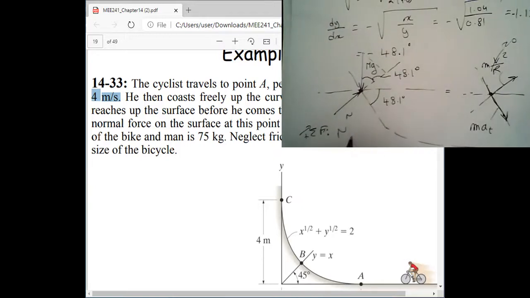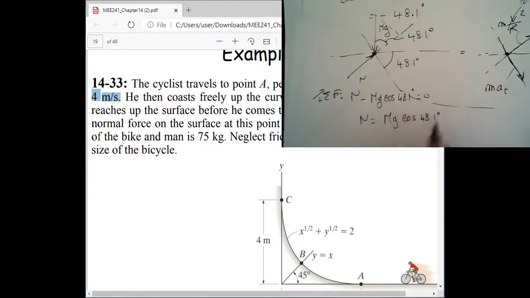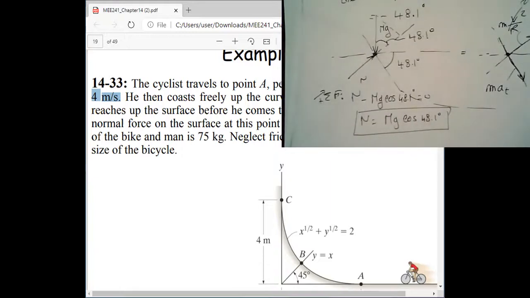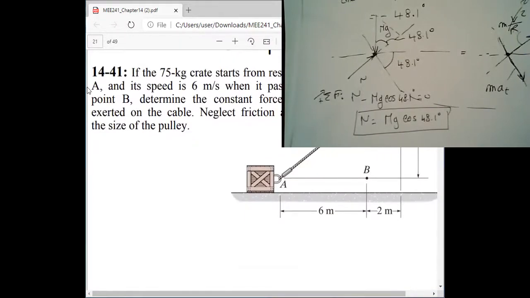So summing the force along N is going to be N minus mg cosine 48.1 degrees is equal to 0. So therefore, my normal force is going to be equal to mg cosine 48.1 degrees. And there you go. This is your normal force. Okay, guys, so this is that example. Let's continue over and work on this problem.